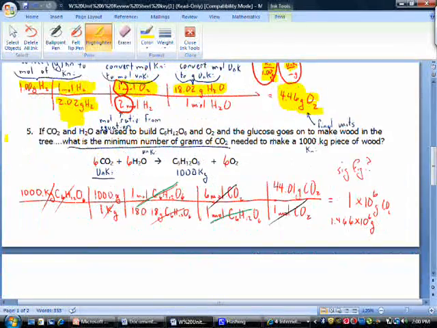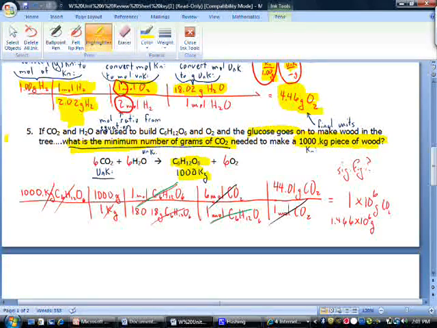What's question 5 about? Well, question 5 is just saying what is the minimum number of grams of CO2 needed. It's a straightforward stoichiometry problem. As you realize, what this is saying is that the glucose right here, the 1,000 kilograms of glucose, is going to go into making wood.